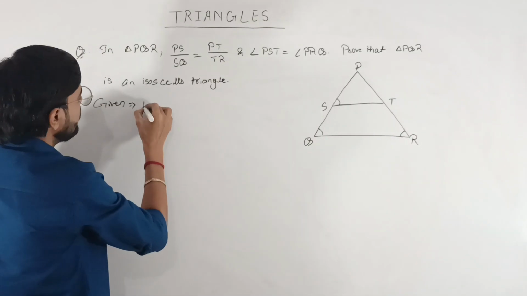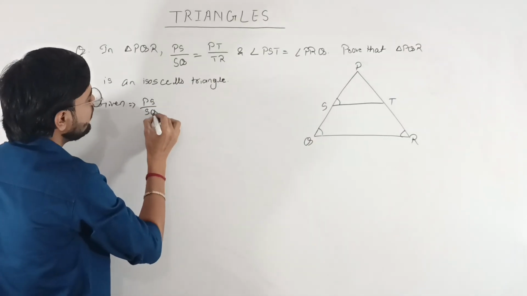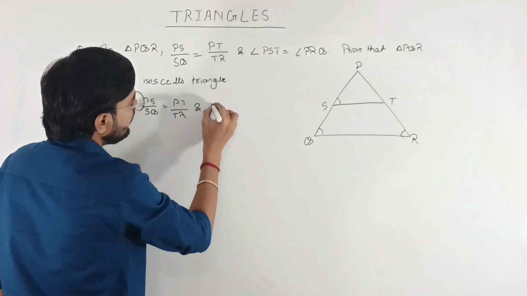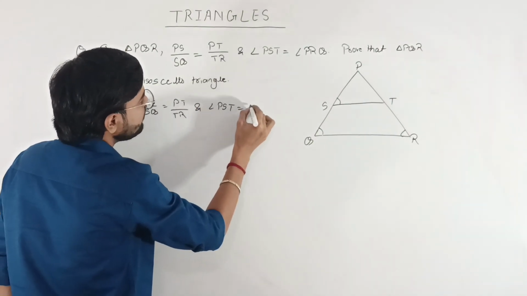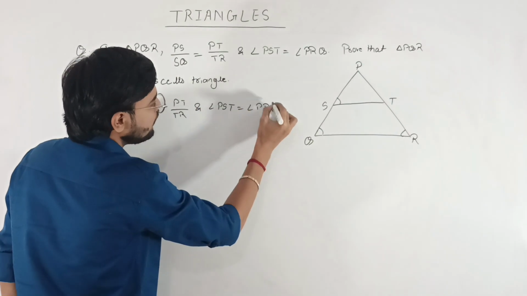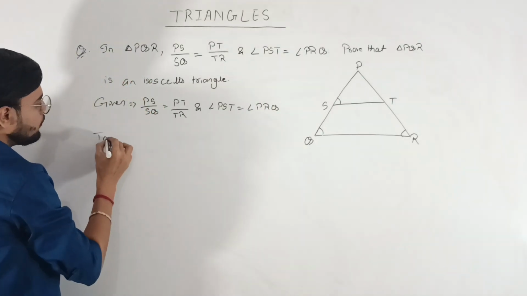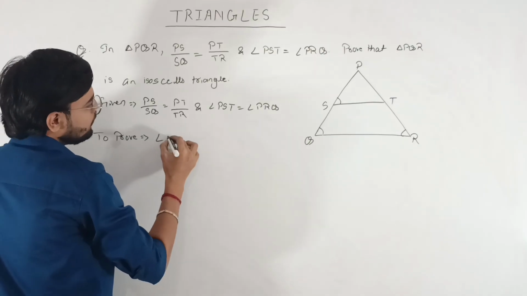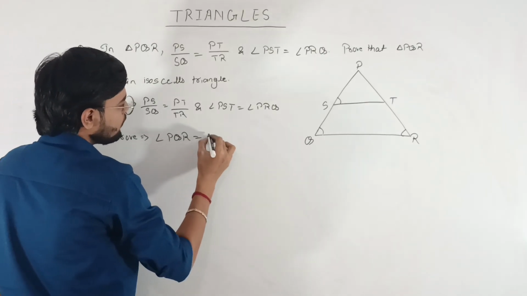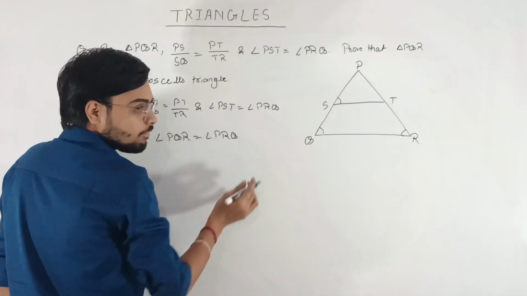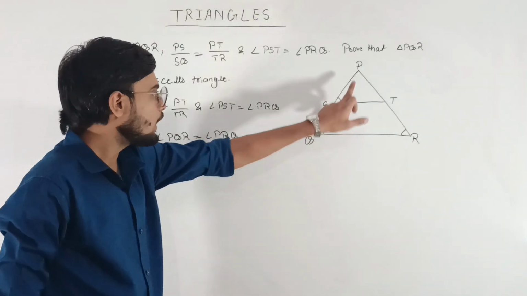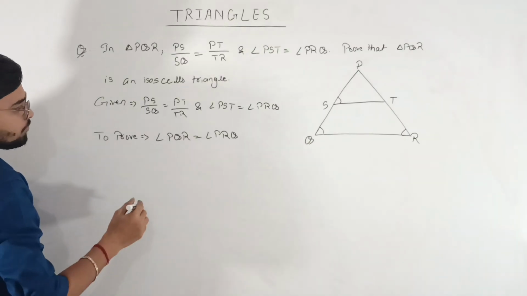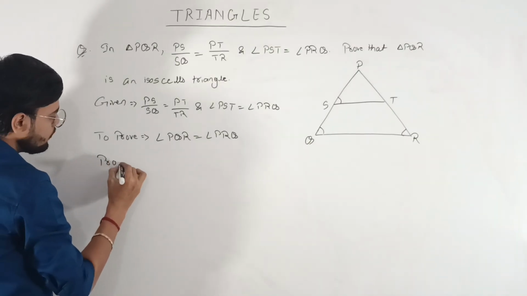Given is what? PS upon SQ is equals to PT upon TR, and angle PST is equals to angle PRQ. Now what we have to prove? Angle PQR is equals to angle PRQ. When we prove angle PQR and angle PRQ are equal, then this triangle is an isosceles triangle. That's why PRQ is equal to PQR. Now let's move towards proof.